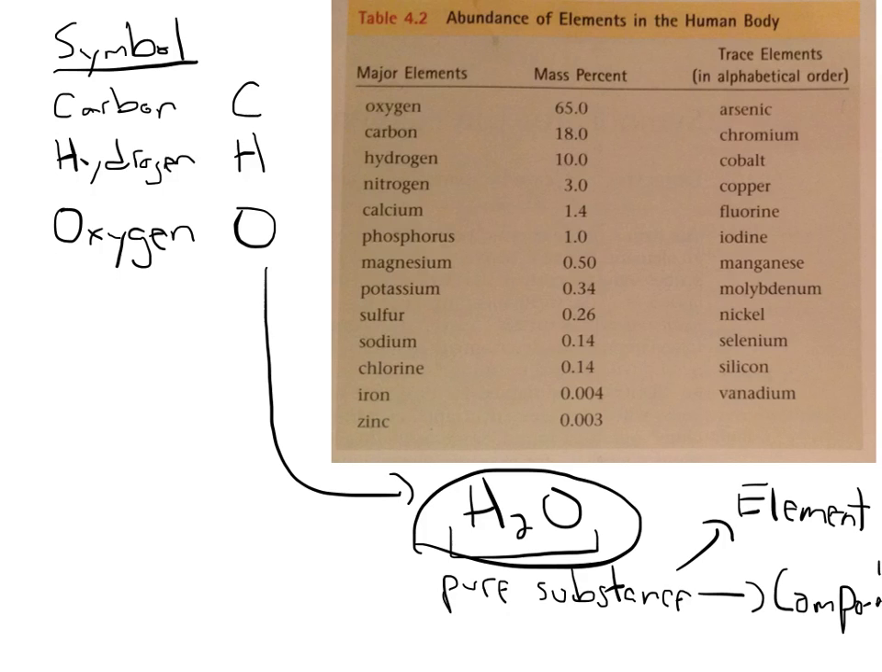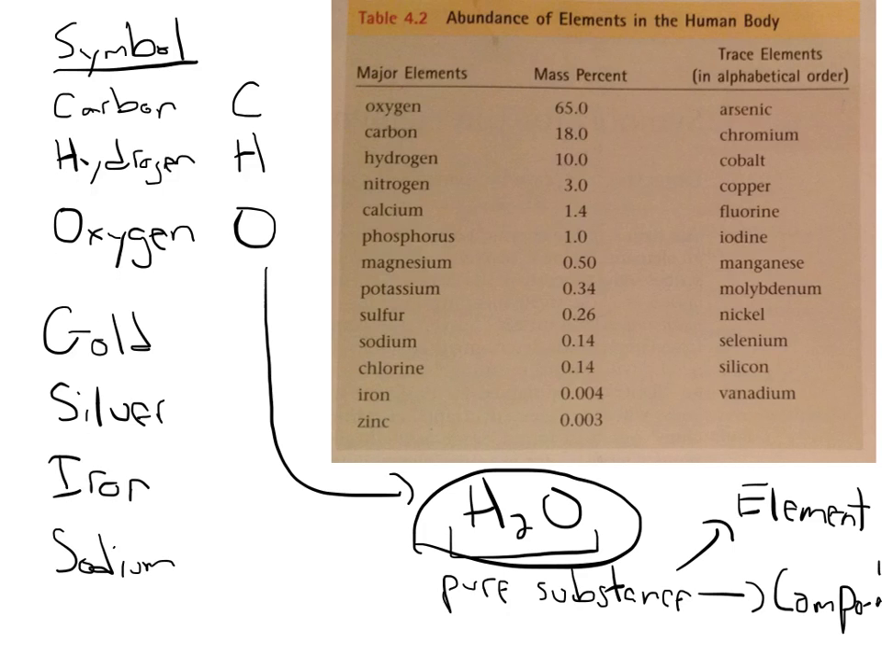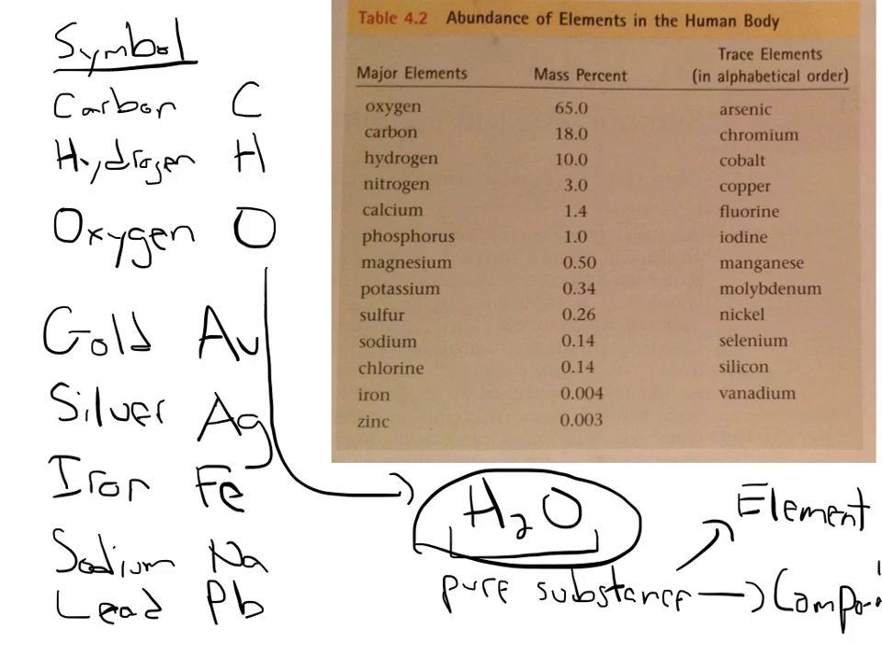Here's some interesting ones that you should know. Gold, silver, iron, and sodium. And the reason they're interesting is because their symbol does not make sense intuitively. For example, gold is Au. Silver is Ag. Oh, let's put lead in here too. Iron is Fe. Sodium is Na. And lead is Pb.